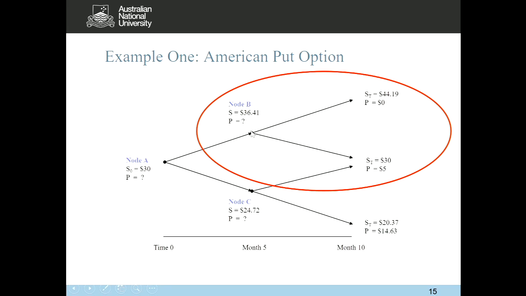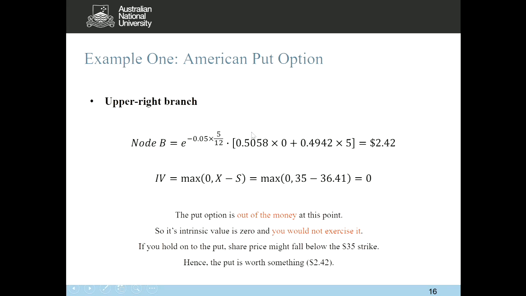Because I'm standing at node B thinking 5 months ahead, we should discount this expected payoff back 5 months to node B, right? So that's what I did. I discounted back 5 months, so 5 over 12, using the risk-free rate. Once I do that, I get a discounted value of $2.42. Again, because it has a payoff of nothing, to save a bit of time you don't need to write it out in an exam situation, so I crossed it out.